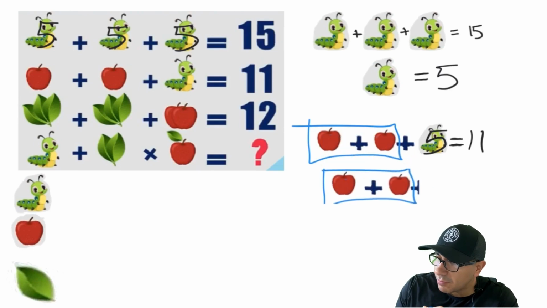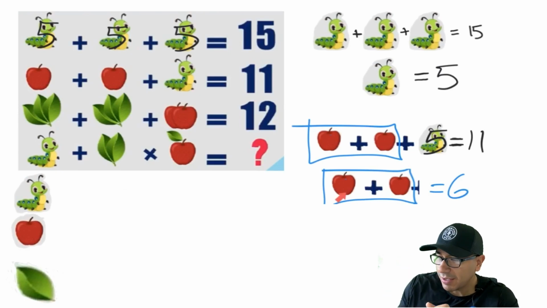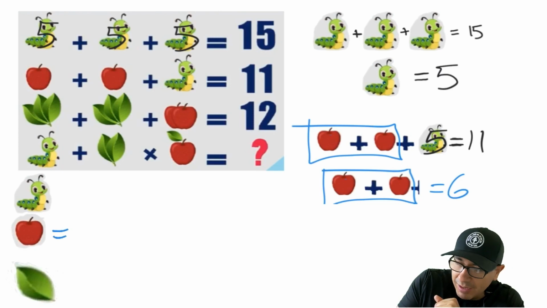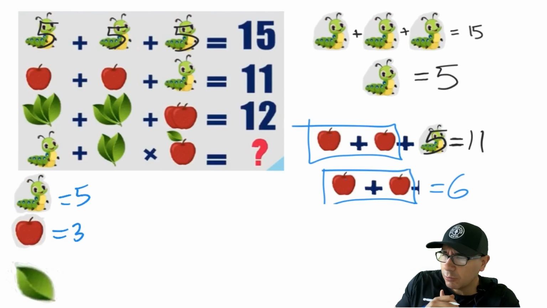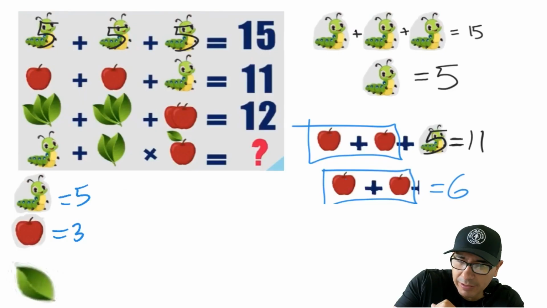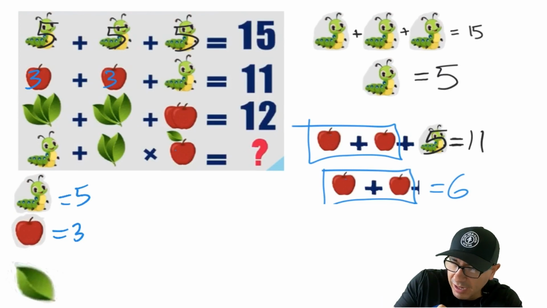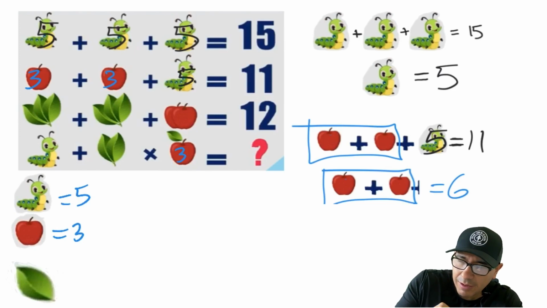We got those 2 apples. We know those 2 apples must be 6. So that means each individual apple must be 3, because 3 plus 3 is 6. So this apple is worth 3. We said the caterpillar is worth 5. I'm more of a banana fan myself, but it's all right. An apple will do. So let's write this in. Each one of those apples is worth 3, and everywhere I see an apple, I put 3. Everywhere I see a caterpillar, I'll write 5, right?